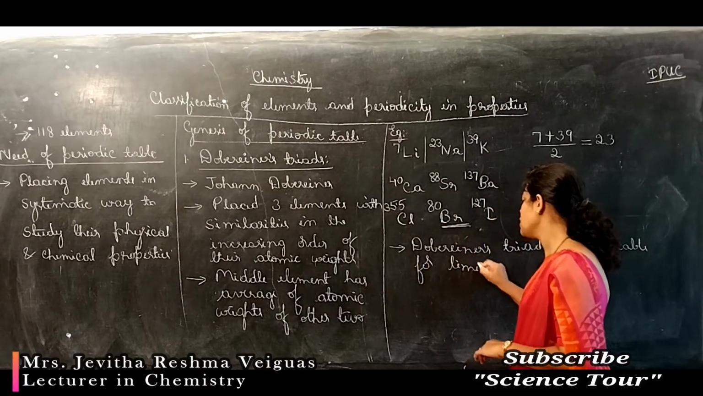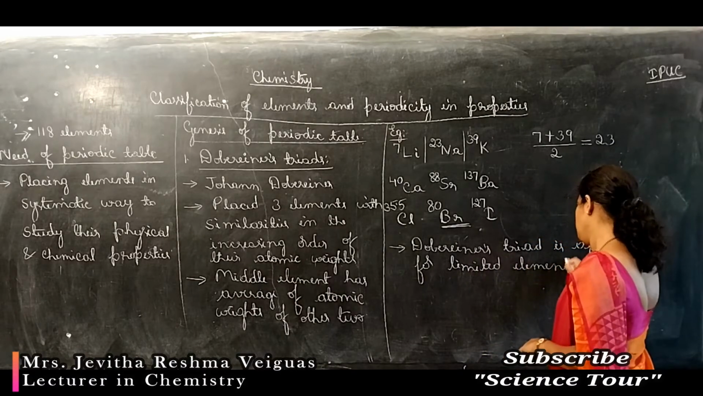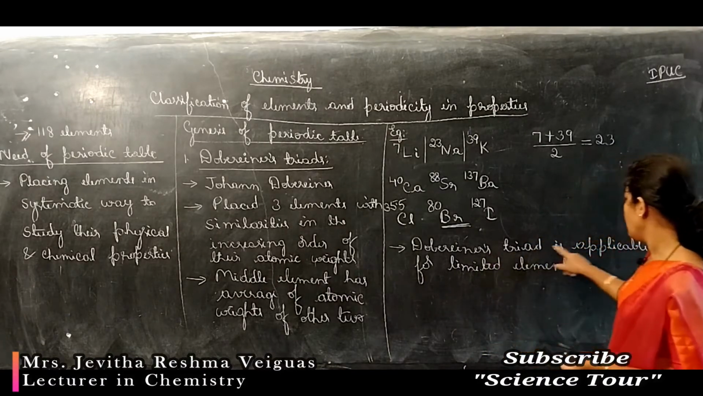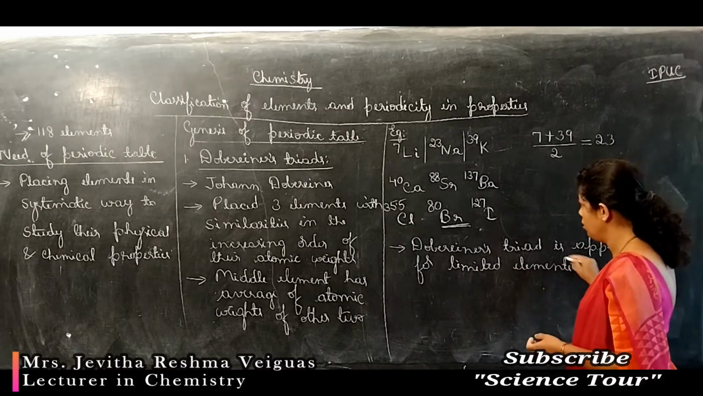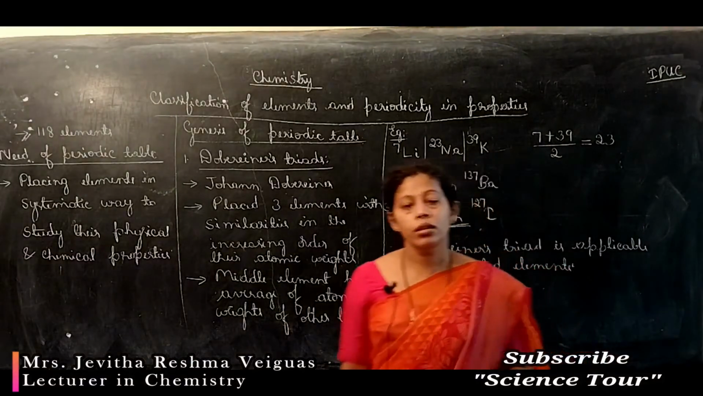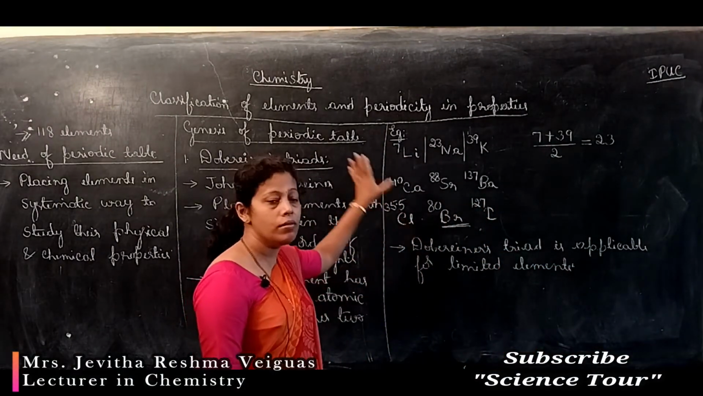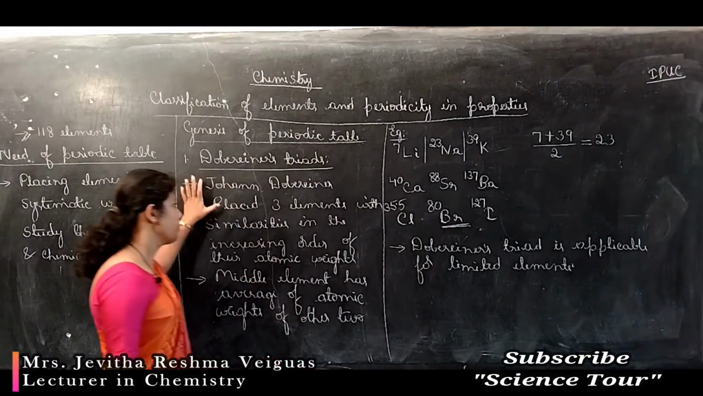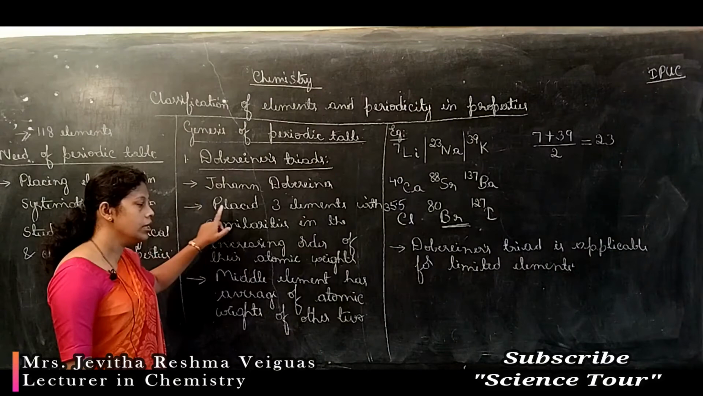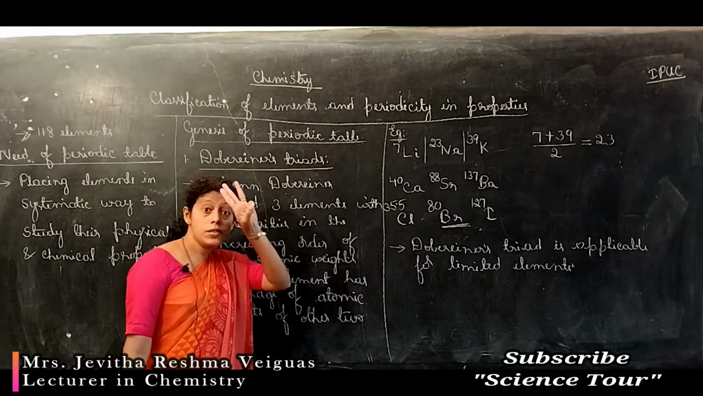Hence, this Dobereiner's triad failed. Dobereiner's triad is applicable for limited elements only. That's why Dobereiner's triad failed. For all the elements we have, this concept cannot be applied. So the speciality of Dobereiner's triad is these three elements. Triad means three.